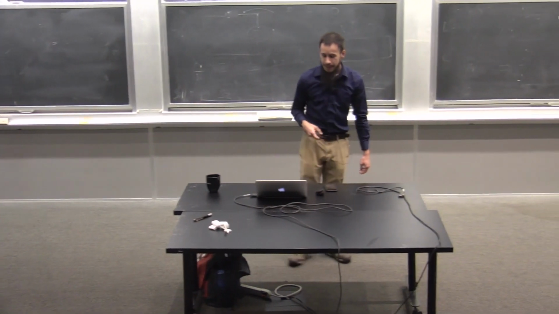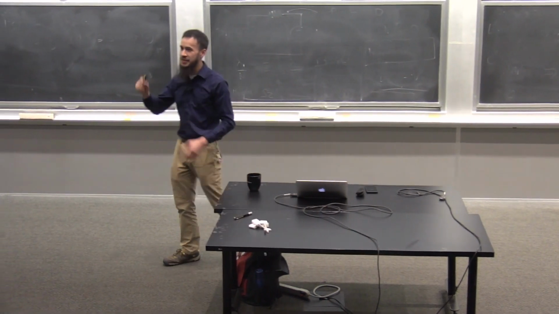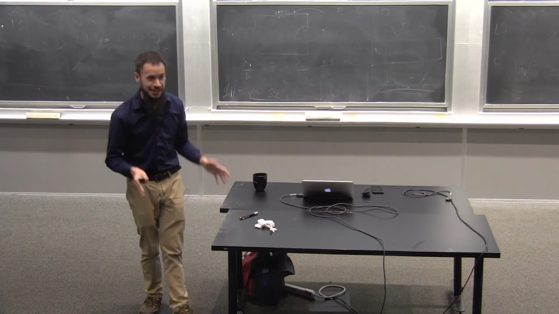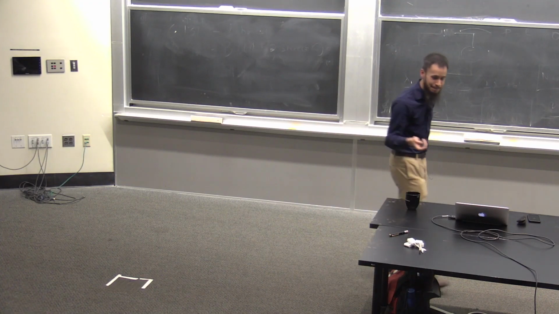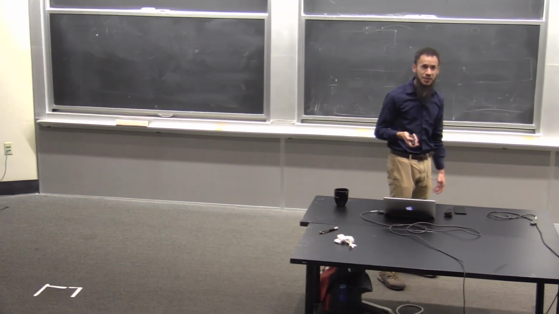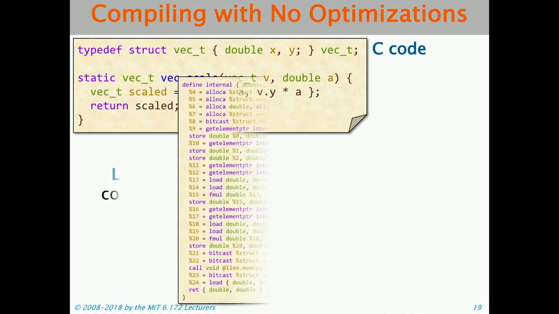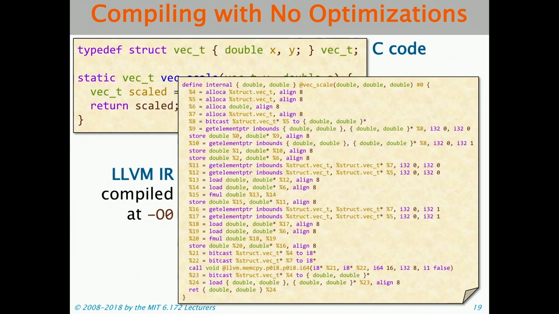OK. So let's try to start simple. Let's take a look at just one of these one-line vector operations, vec_scale. All vec_scale does is it takes one of these vector inputs and a scalar value a, and it multiplies x by a and y by a, and stores the results into a vector type and returns it. Great. Couldn't be simpler. If we compile this with no optimizations whatsoever, and we take a look at the LLVM IR, we get that, which is a little more complicated than you might imagine.